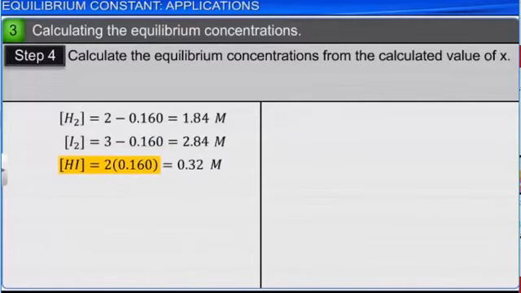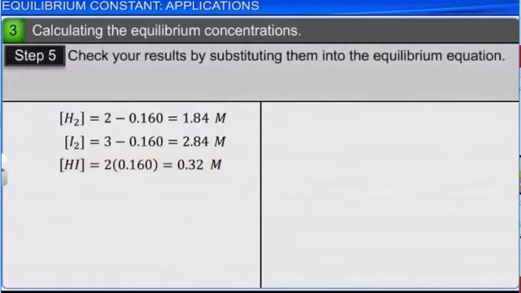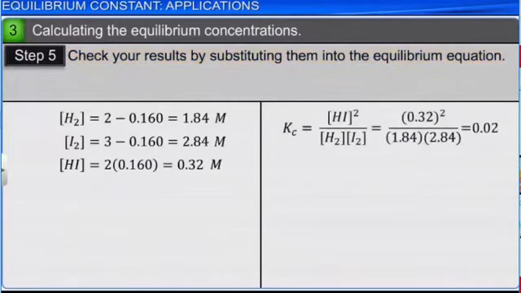Step 5. Check your results by substituting them in the equilibrium equation. On substituting the concentrations of hydrogen, iodine, and hydrogen iodide in the equilibrium equation, we get Kc is equal to 0.32 squared divided by 1.84 multiplied by 2.84. On solving this, we get the value of the equilibrium constant as 0.02. This is the same as the given value. Hence, the equilibrium concentrations are correct.